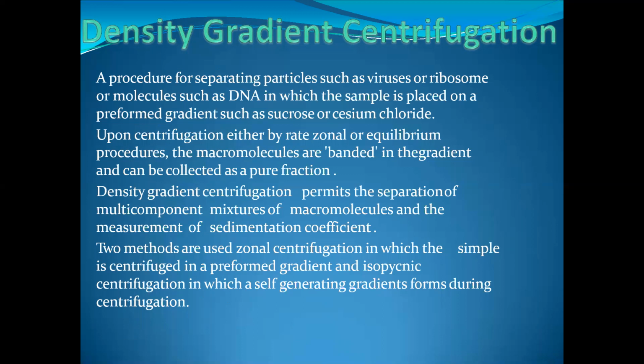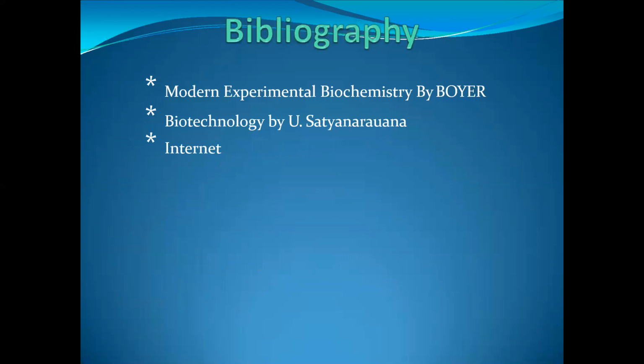Upon centrifugation, either by rate zonal or equilibrium procedures, the macromolecules are banded in the gradient and can be collected as a pure fraction. Density gradient centrifugation permits the separation of multi-component mixtures of macromolecules and the measurement of sedimentation coefficient. Two methods are used: zonal centrifugation, in which the sample is centrifuged in a preformed gradient, and isopycnic centrifugation, in which a self-generating gradient is formed during the centrifugation.